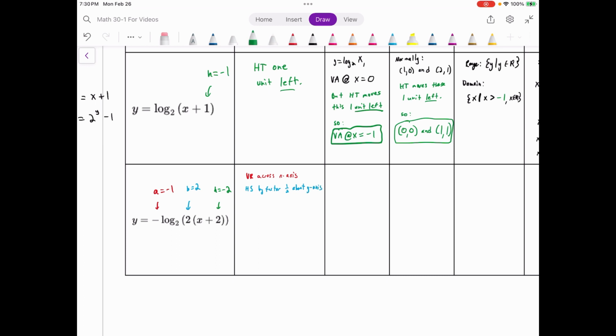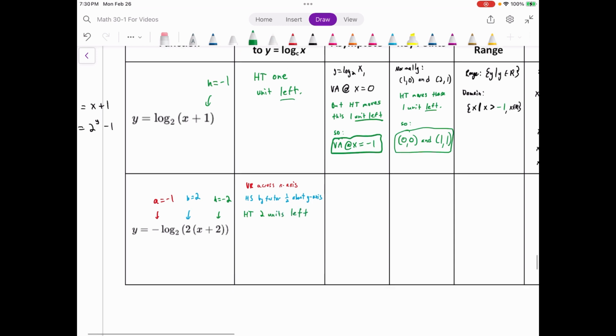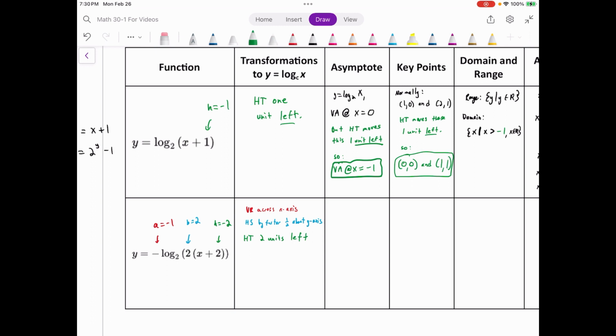There's been a horizontal translation 2 units to the left. Okay, so let's first just think about this in terms of the transformations. Where will that asymptote be now? Well, again, for y equals log base 2 of x, we would expect it to be at x equals 0. Now, does the reflection change that? Does a vertical reflection change that asymptote?